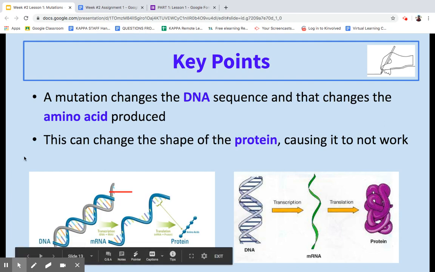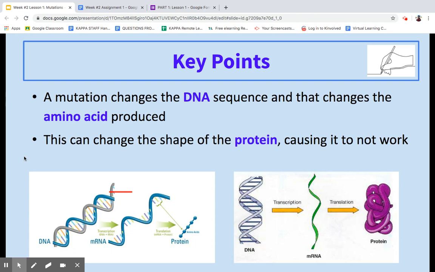Summarizing the key points, a mutation changes the DNA sequence, and that changes the amino acid that's produced. Because the amino acid is different, that could change the shape of the protein, causing the protein not to work, like we saw in the example of sickle cell anemia and the protein hemoglobin. Pause the video now so that you can write down these key points.